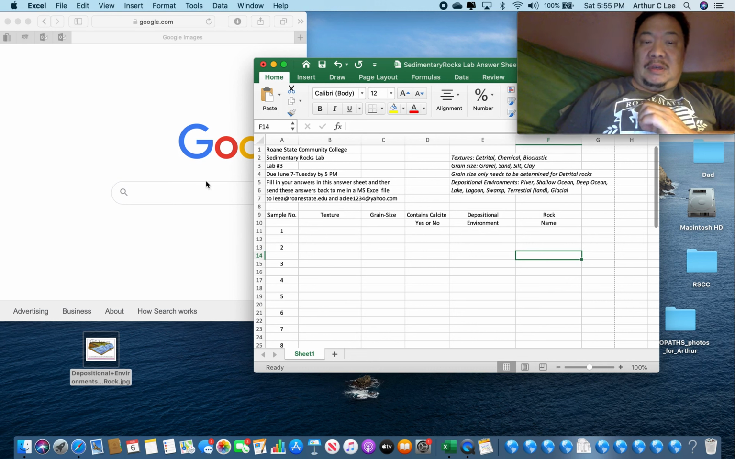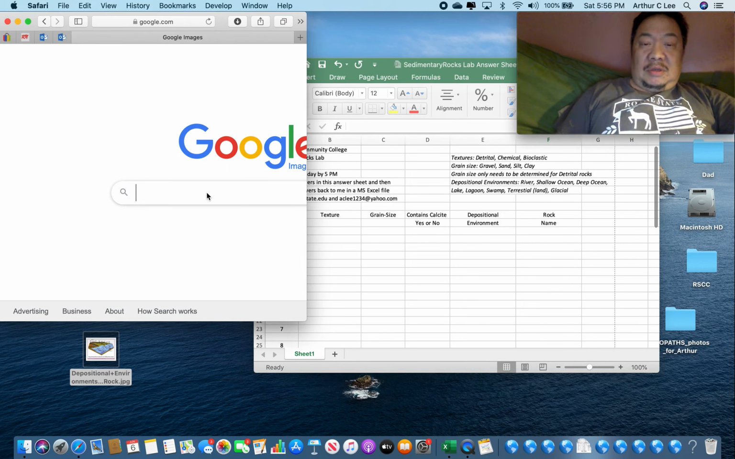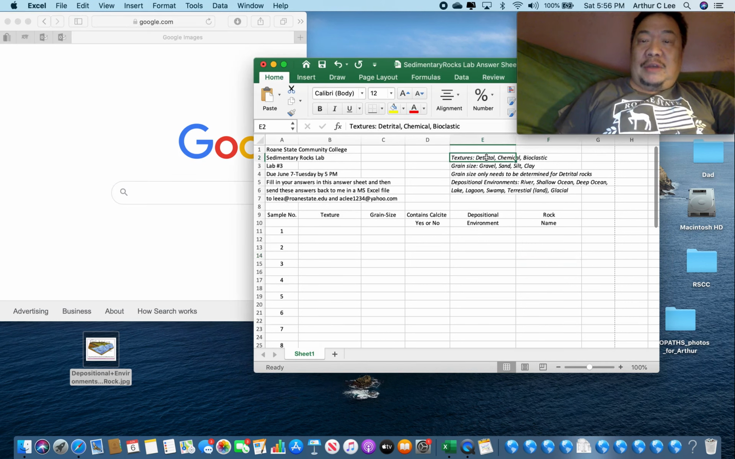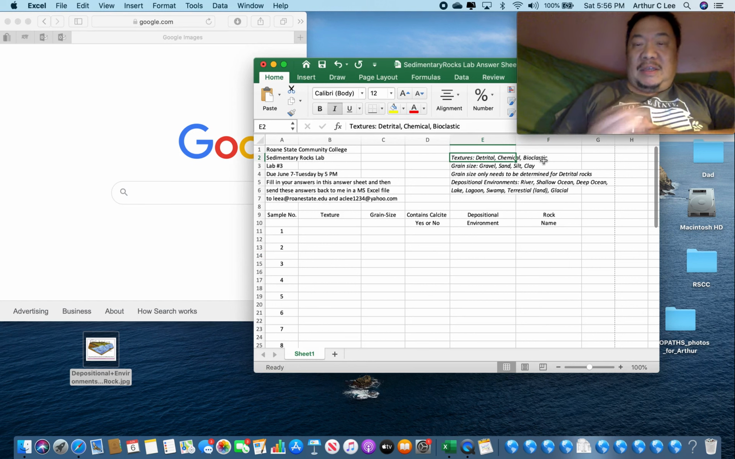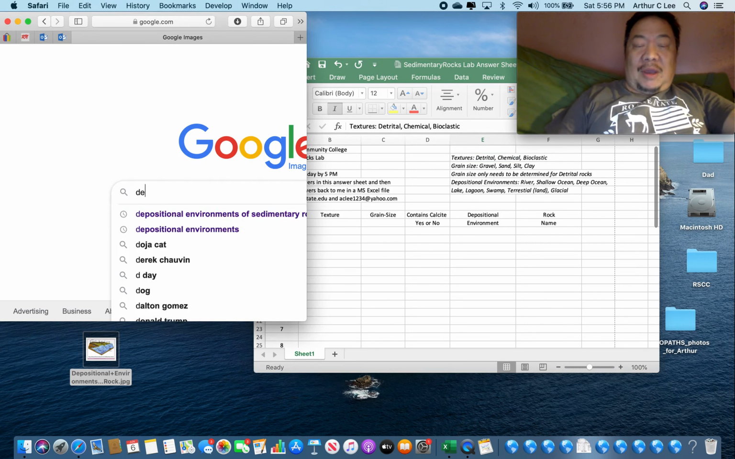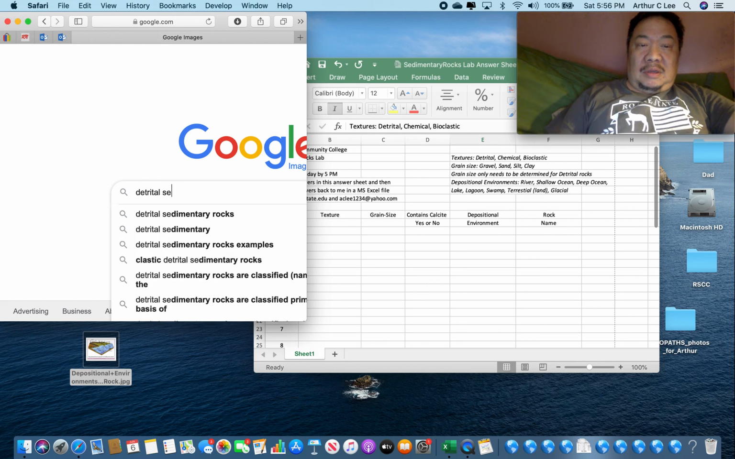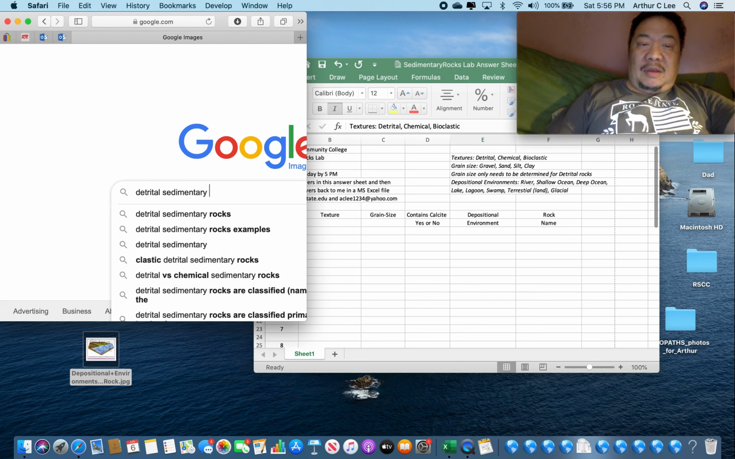First thing is texture. When you look at sedimentary rocks, there are three textures: detrital, chemical, or bioclastic. First thing you want to do when you pick up a sedimentary rock is figure out, is it detrital, chemical, or bioclastic? And a detrital sedimentary rock is a rock that's made out of pebbles, sand, silt, or clay.